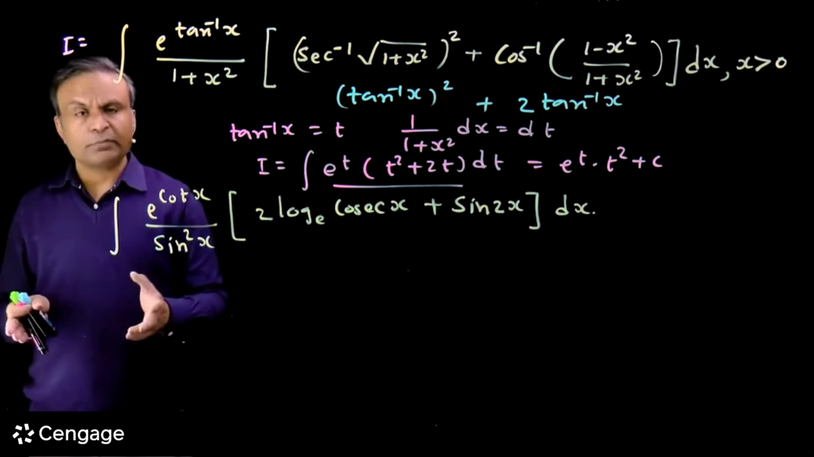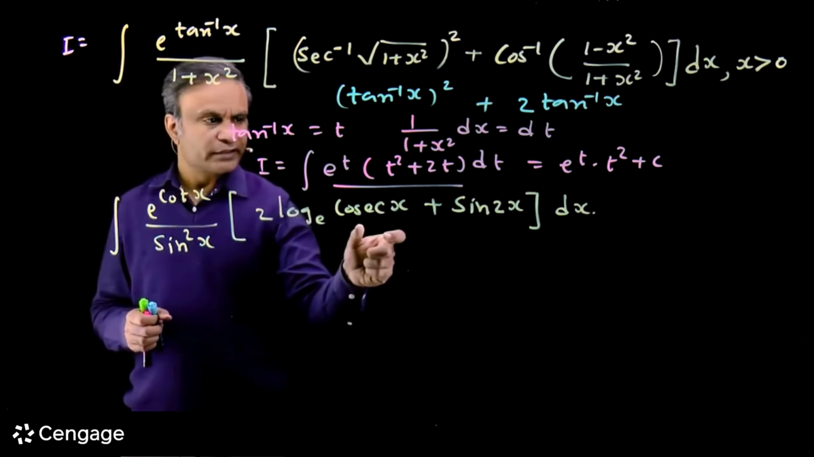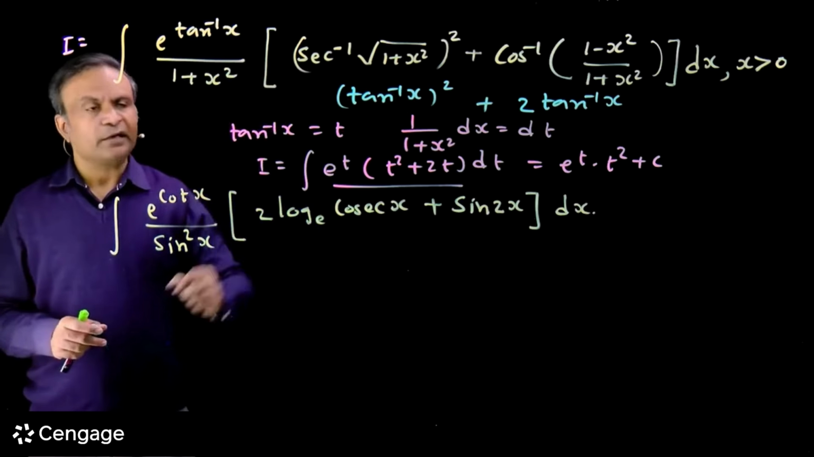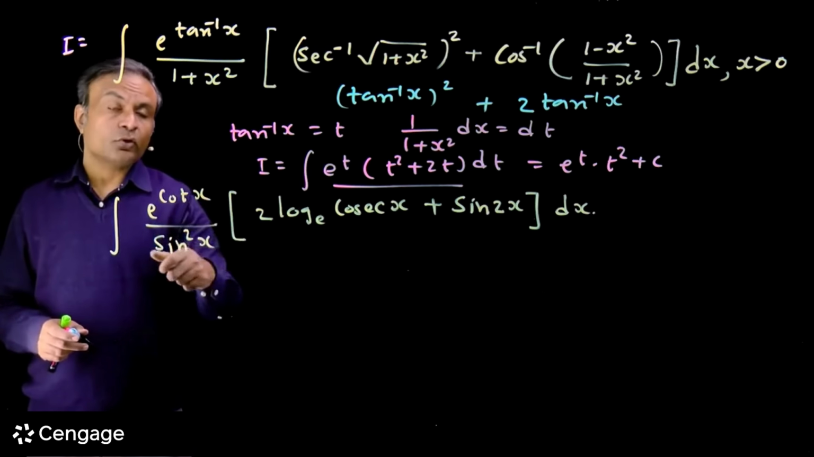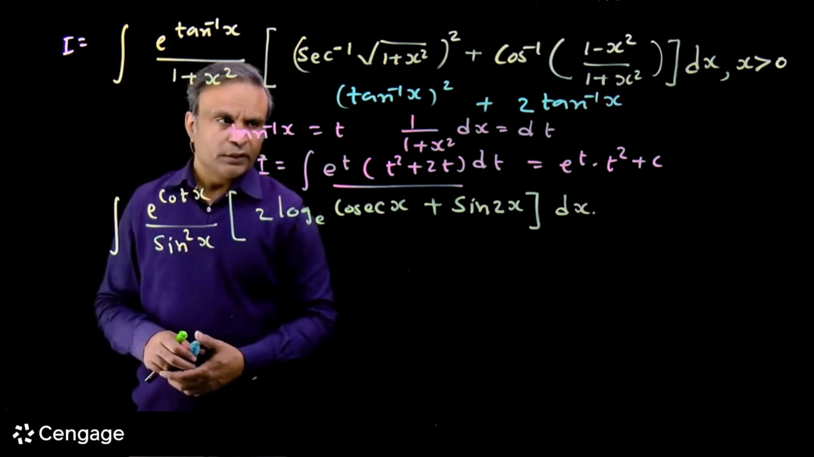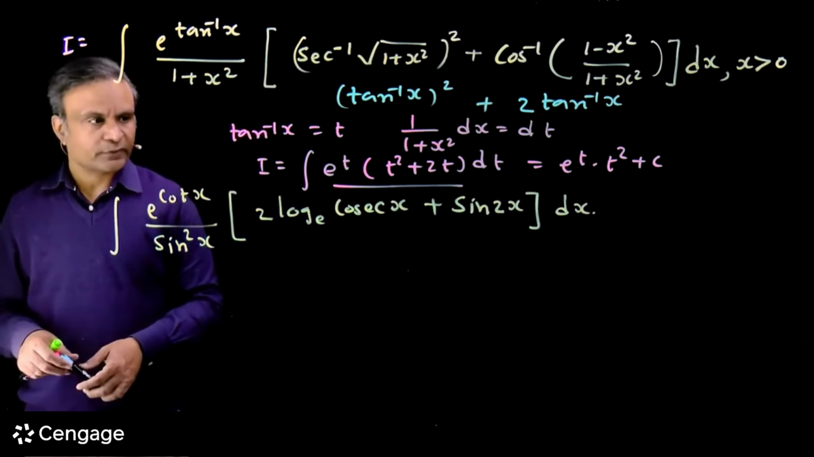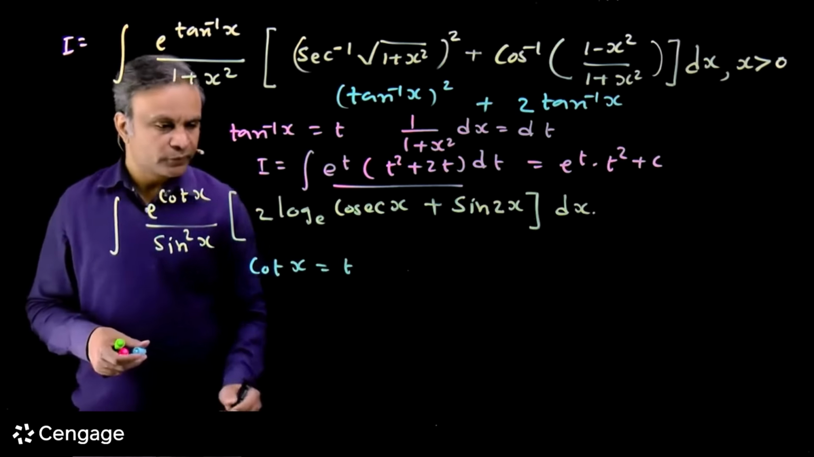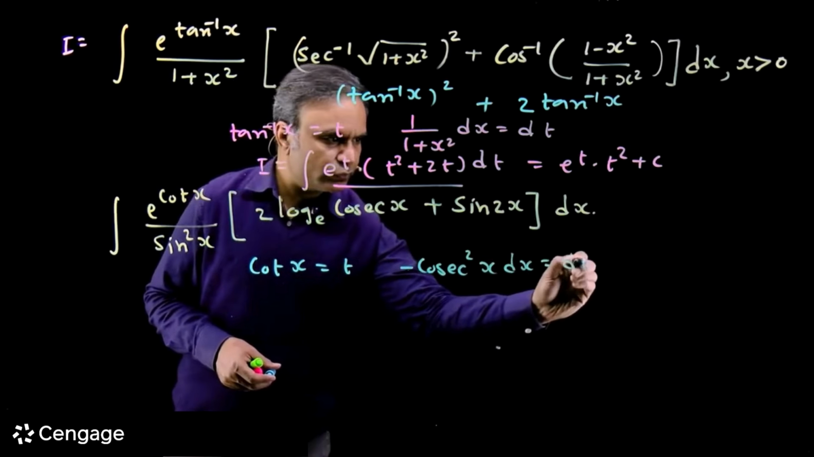We have integration of e power cot x upon sin square x multiplied by inside bracket 2 log cosec x plus sin 2x. Now one thing should come to mind immediately while reading this: 1 upon sin square x is cosec square x, and cosec square x is actually the derivative of minus cot x, and definitely here the substitution will be cot x is equal to t. Okay, so we put cot x is equal to t. Then we have minus cosec square x dx is equal to dt.